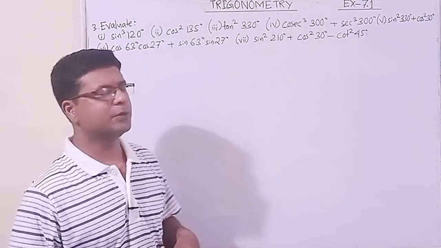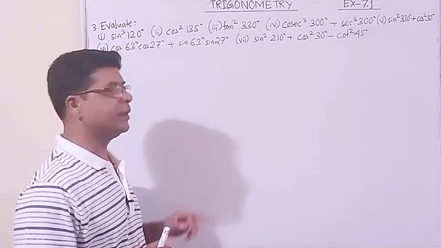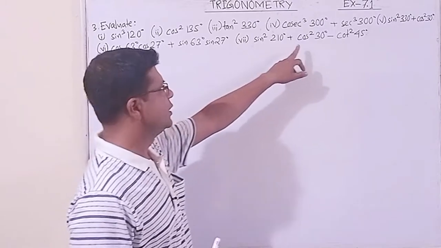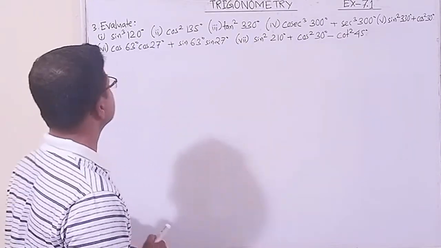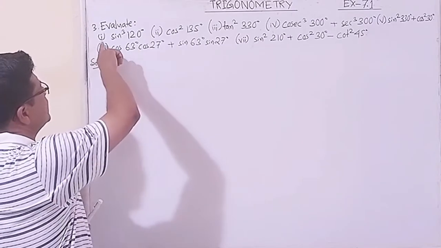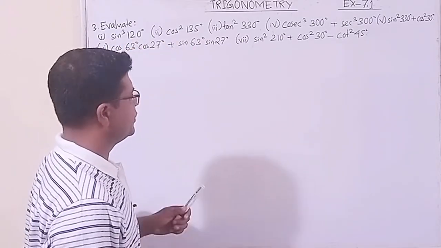We are in question number 3. Question number 3 is evaluate. It means we have to find the value of all this. There are a few more, but as there is less space, we could not write them. We will write later on. Now, first of all, we have to find the value of this, then the value of this, like this. Okay, there are a few sums.